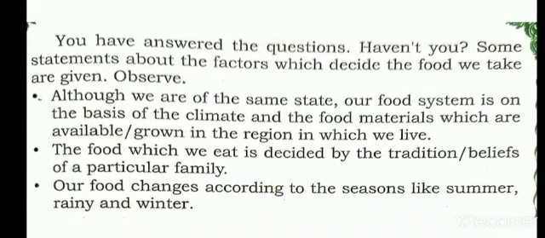Although we are of the same state, our food system is based on the climate and the food materials which are available or grown in the region in which we live. So, the food materials we eat depend on the climatic conditions. The food which we eat is decided by the tradition, beliefs, and the religion of a particular family. Our food changes according to the seasons like summer, rainy, and winter.